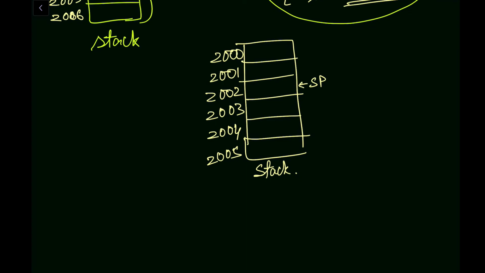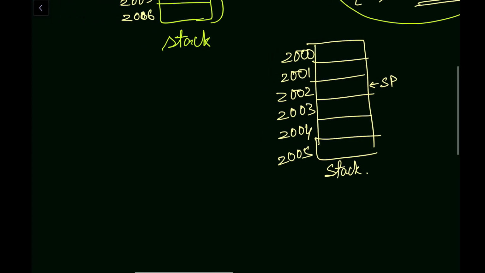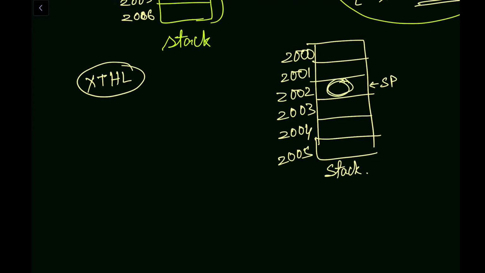So what will happen? The stack contents will be loaded into the HL pair. Let me write down the instruction XTHL. What is the meaning of this XTHL instruction? The content of register L will be exchanged with the byte at the stack top. The content of the H register will be exchanged with the byte below the stack top. Whatever the content here is will be written into the L of the HL register pair, with the content of the stack pointer.